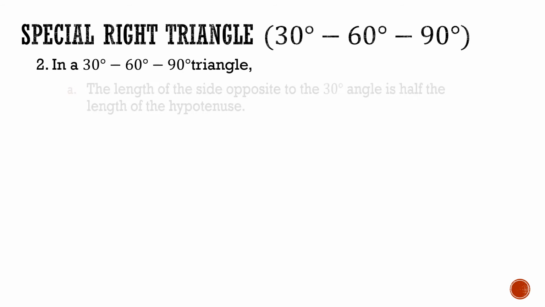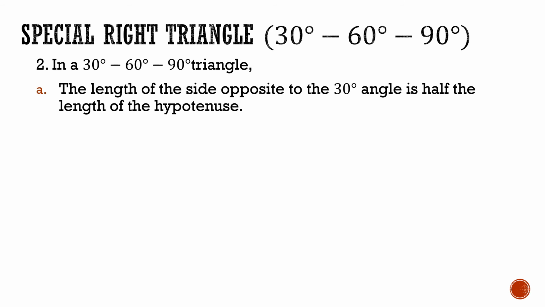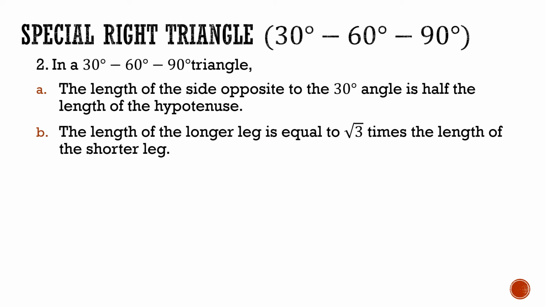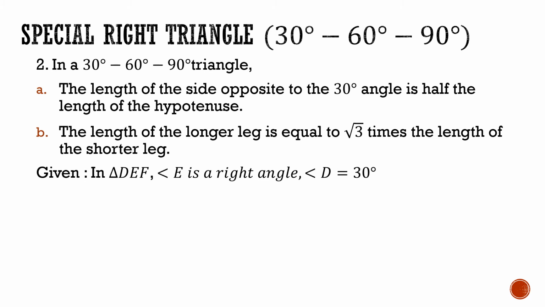Special right triangle, 30-60-90 degree. In a 30-60-90 degree triangle, the length of the side opposite the 30-degree angle is half of the length of the hypotenuse. The length of the longer leg is equal to square root of 3 times the length of the shorter leg. Given triangle DEF, angle E is a right angle, angle D is equal to 30 degrees. Then side EF is equal to 1/2 DF, and ED is equal to EF times square root of 3.